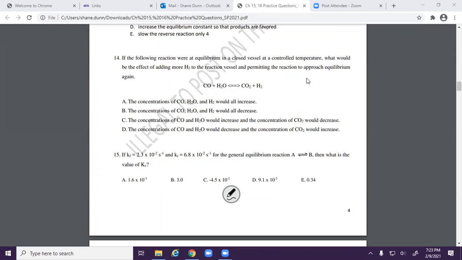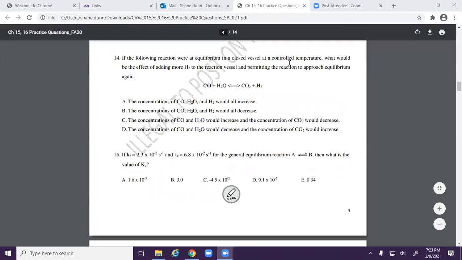Le Chatelier's principle again. The following reaction at equilibrium is in a closed container at a constant controlled temperature. What effect would adding more hydrogen gas have? Yes, 13 was A. Cool.